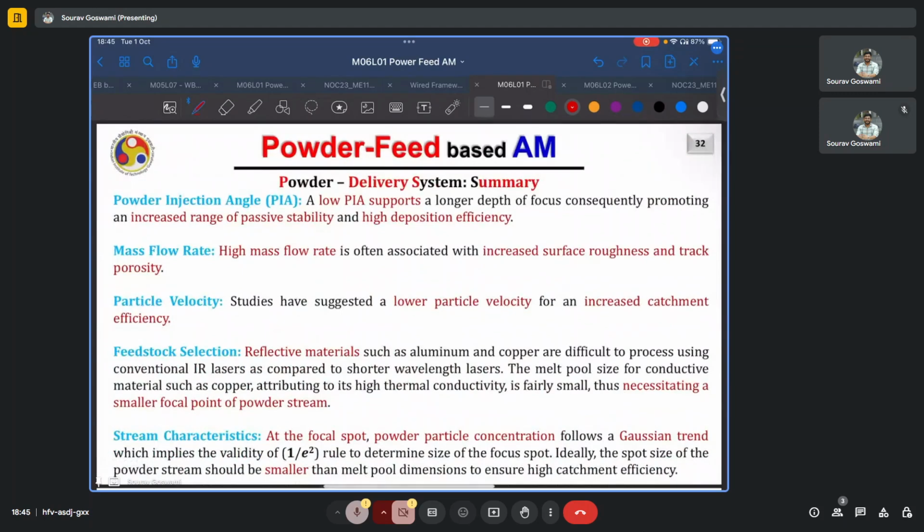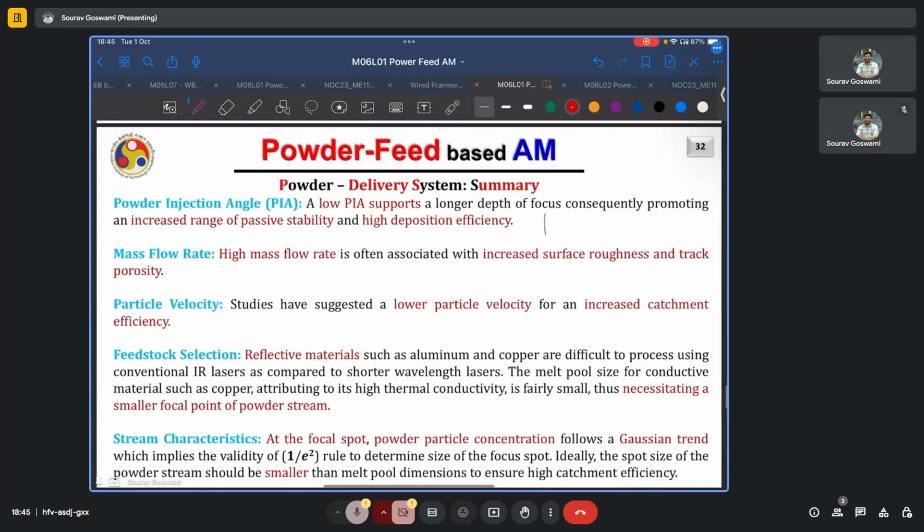And to summarize, here is how the common design parameters and process parameters affect the deposition characteristics. For the powder injection angle, a low powder injection angle will support a longer depth of focus, consequently promoting an increased range of passive stability and high deposition efficiency. So, low is preferable. A high mass flow rate is often associated with increased surface roughness and track porosity, but then if you have a too low mass flow rate, your build time will be very high.